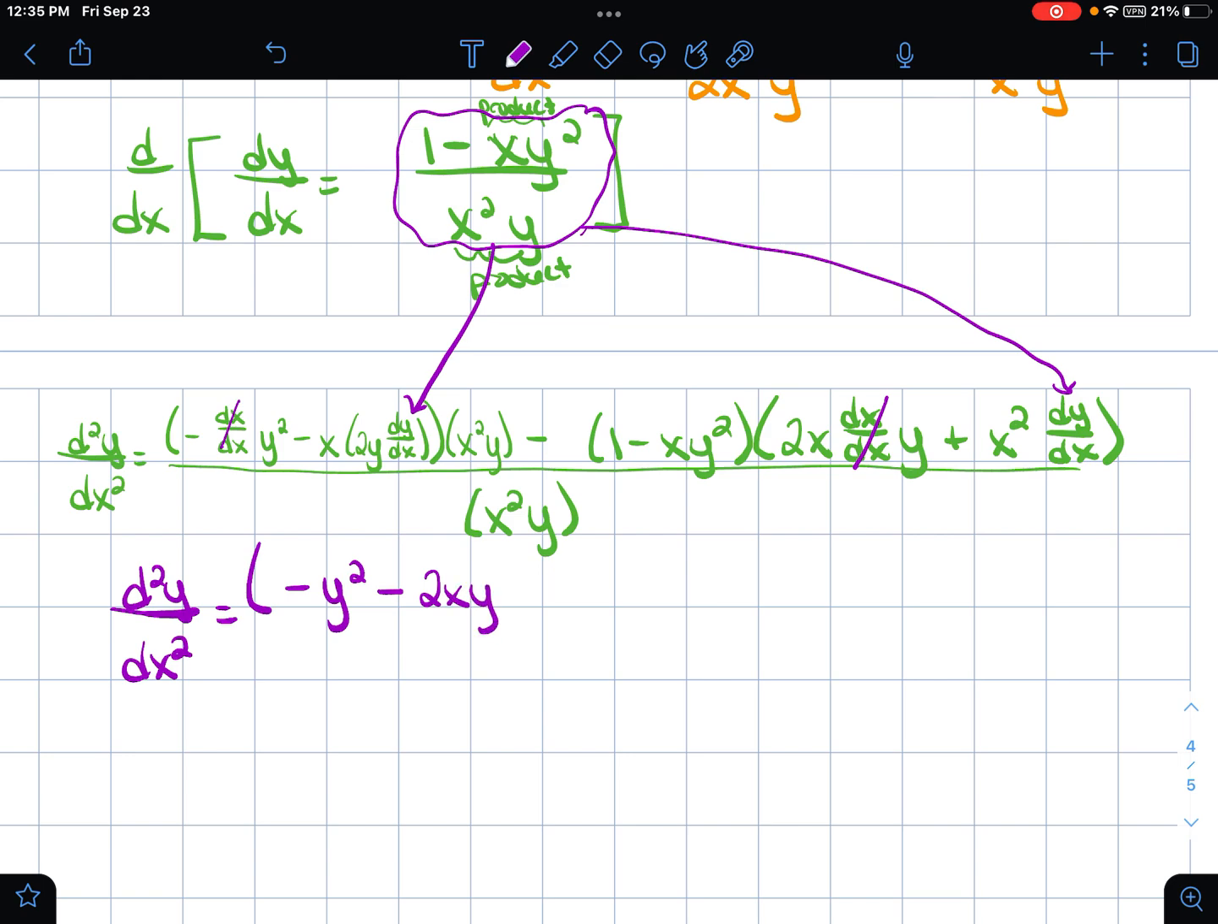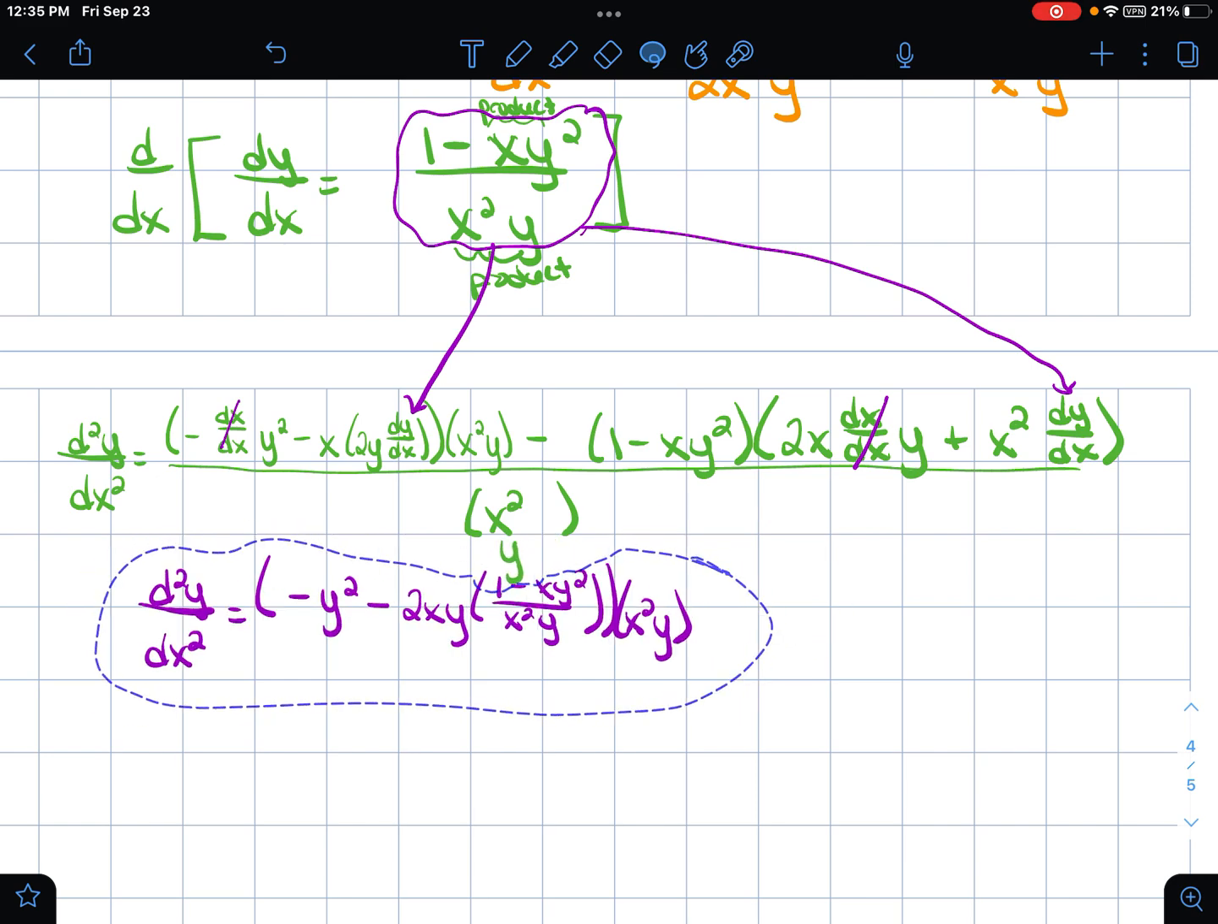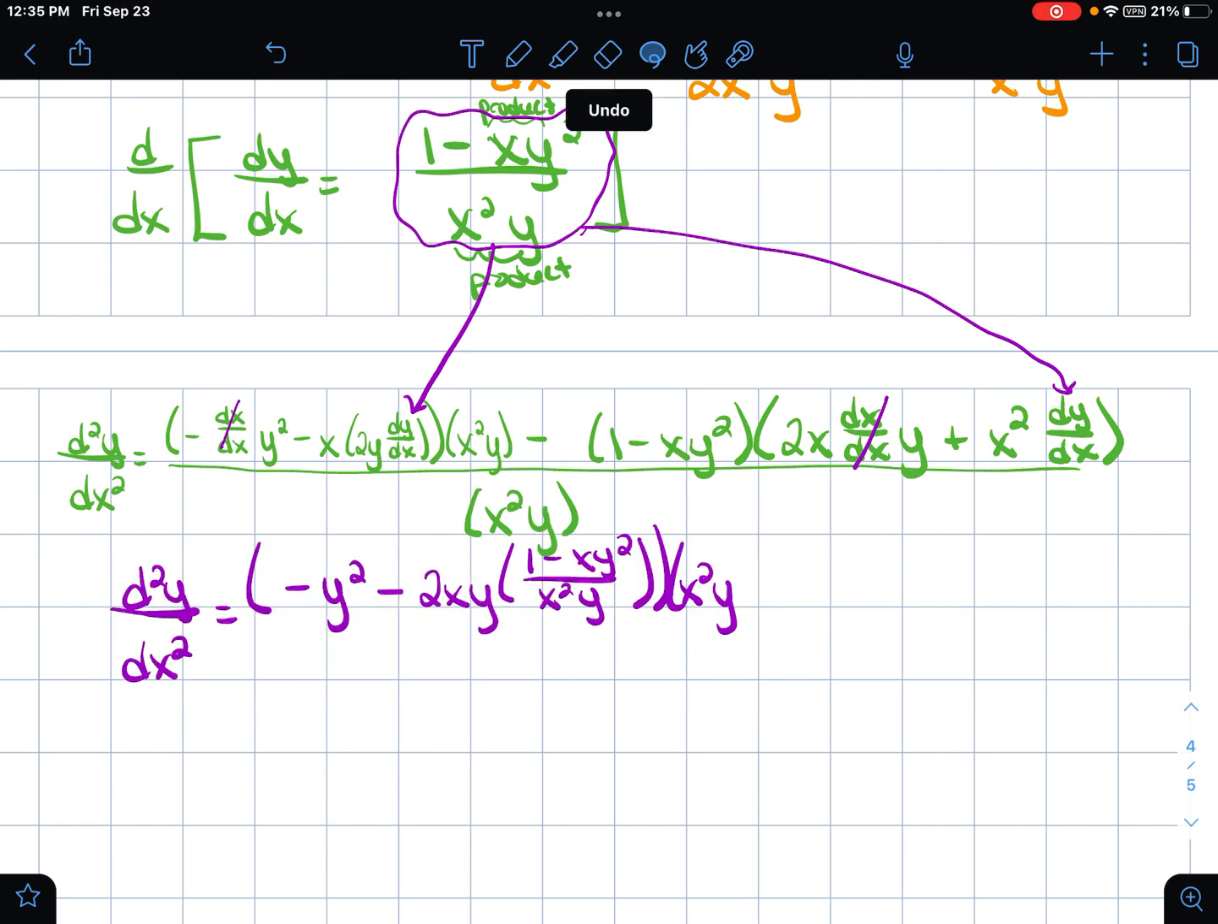I'm going to replace the dy/dx with 1 minus xy squared over x squared y. And then all of that still times x squared y without changing it. I'm going to shrink this a little because I didn't plan ahead. Oops, it's going to take the y with it. Oh, it took the y anyway. Darn it. I'll just write small.